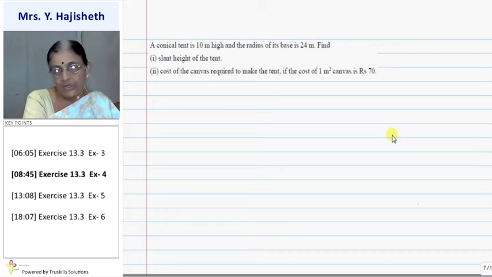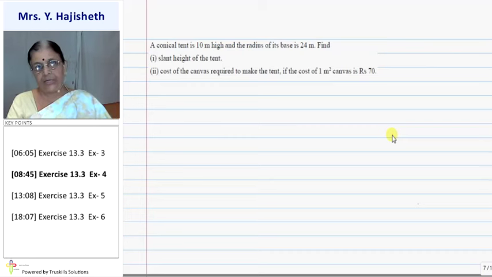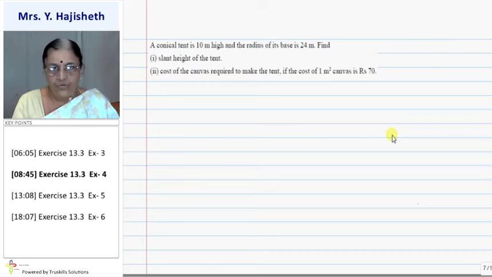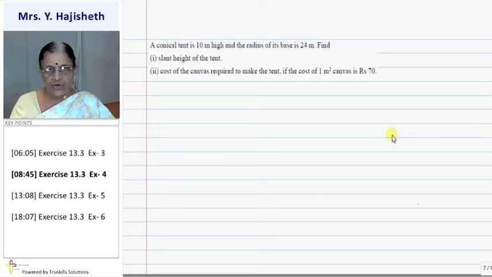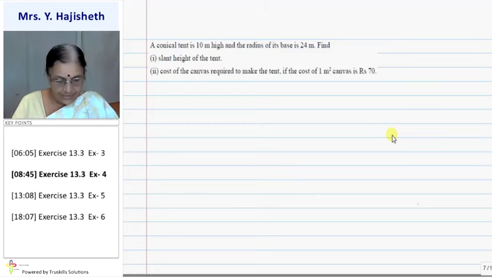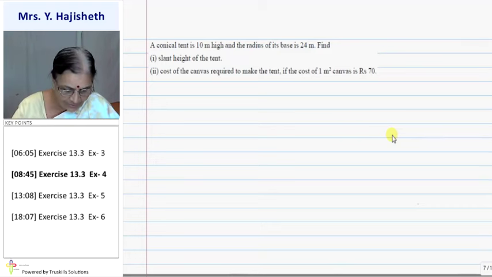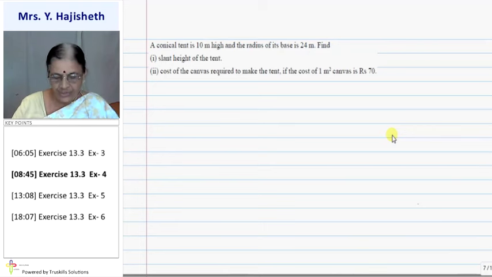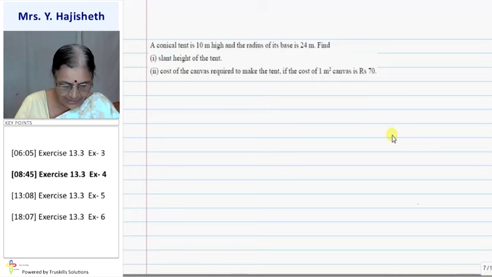Now see, the total canvas required to make a conical tent is nothing but the curved surface area of the cone, because the tent does not have a base. On the base we are not using any cloth. It's totally ground. So to find the total canvas required, we take the curved surface area of the tent. We don't require the total surface area of the tent, okay?